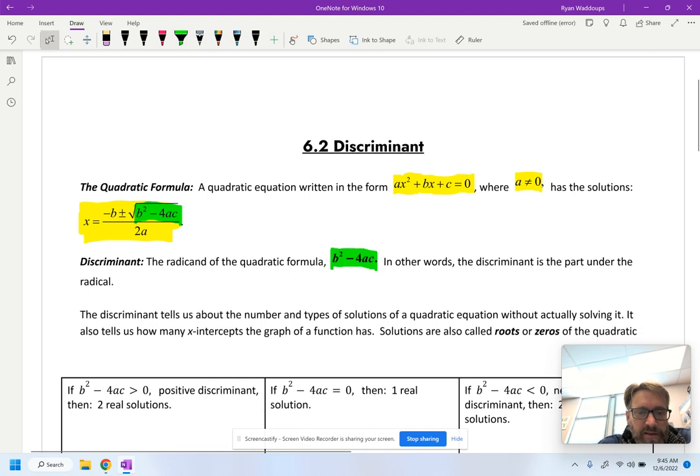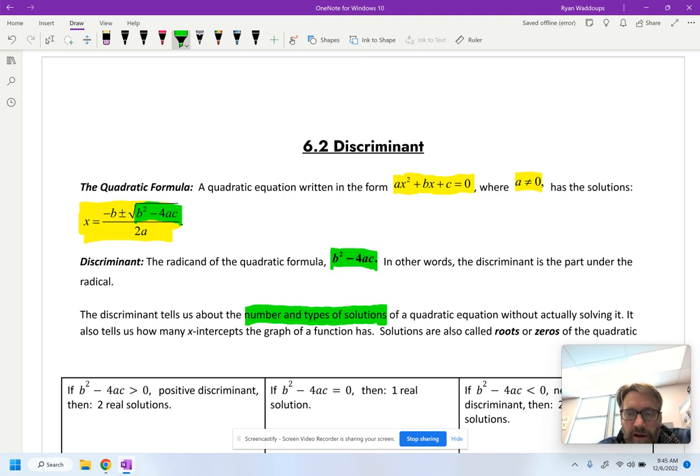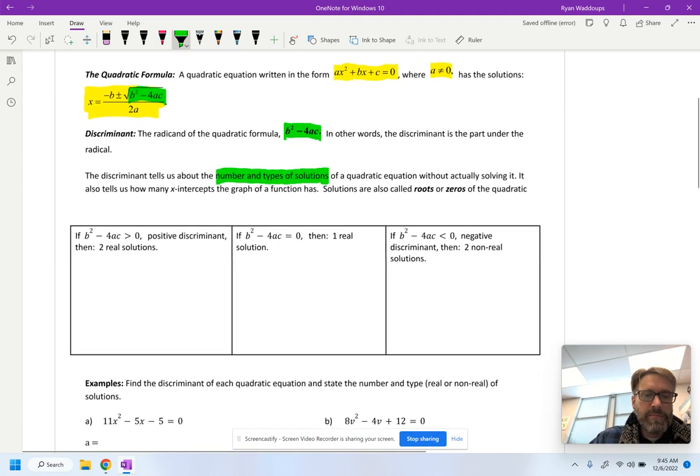And the discriminant tells us about the number and types of solutions of a quadratic equation without actually solving it. It is not the solution, it is a number that gives us information about the solutions. It also tells us how many x-intercepts the graph of the equation has. Solutions are also called roots or zeros of the quadratic equation. All right, let's take a look at this.